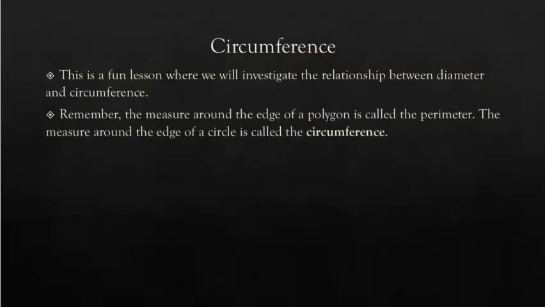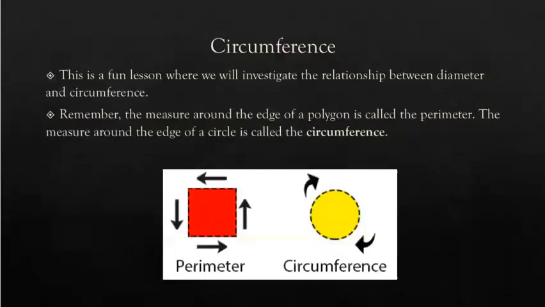Remember, the measure around the edge of a polygon is called the perimeter, but the measure around the edge of a circle is called the circumference. Here in red, we see a square. The perimeter would be measuring all four sides. The yellow circle, the circumference would be measuring from one point all the way around the edge back to that point again.